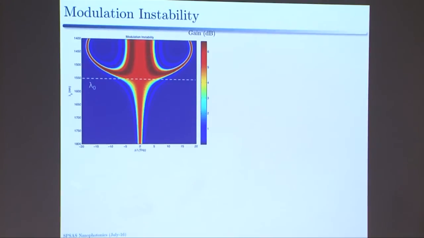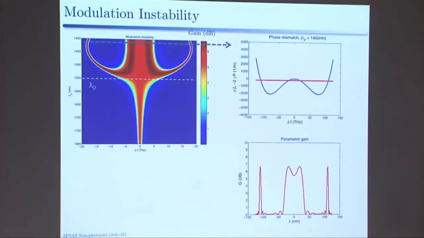Here's lambda 0. And let's look at this position, for example, where lambda p is about 1400. What I'm plotting here is the phase matching condition, remember: delta beta plus 2 gamma P must be 0. So I'll pass this to the right-hand side, minus 2 gamma P, that's the red line right there. And then the blue line is the linear phase mismatch.